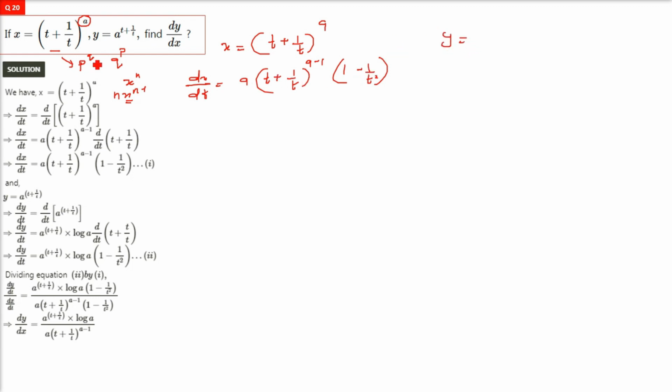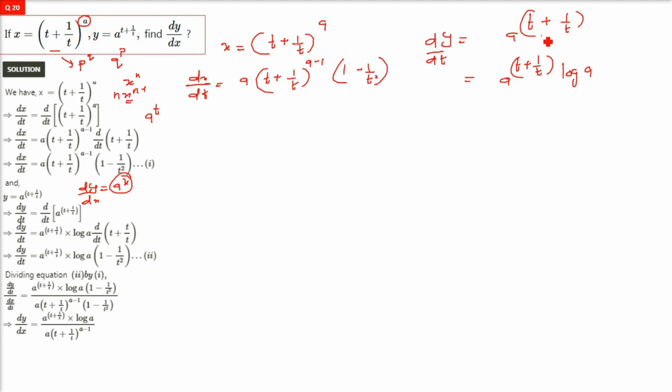And what is y? y is given as a to the power t plus 1 by t. So when we take dy by dt, we are differentiating it with respect to t. If y equals a to the power x, what is dy by dx? It is a to the power x log a. Since we are differentiating with respect to t, it will be a to the power that thing log a. So a to the power t plus 1 by t, then we have log a.